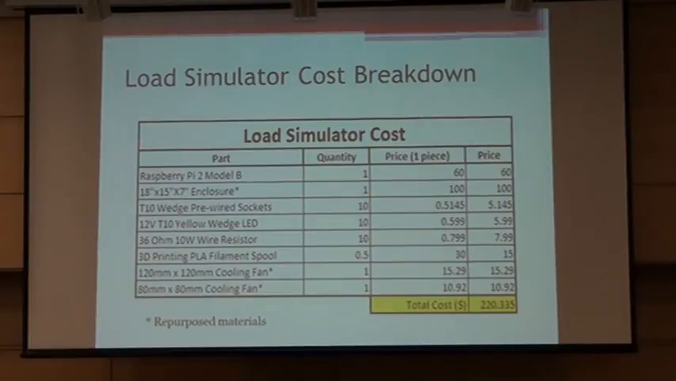Here's the load simulator cost breakdown. Anything with an asterisk I repurposed and was at no cost to us. So my total cost, including the repurposed materials, would have come to $220, which is a lot cheaper than that $1,600 product. Now we can move over to our table and do a demo of the load controller.